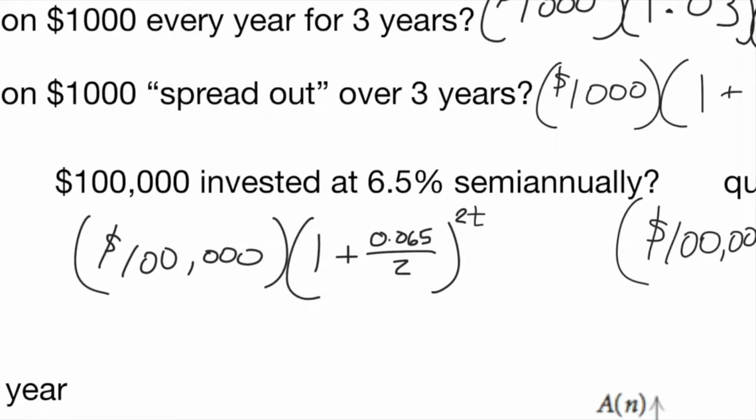$100,000 is invested at 6.5% semi-annually. Change the 6.5% to a decimal. And then semi-annually means twice a year. So you're going to spread this 6.5% over the course of 2 different payments in a year. And then raise to 2t.